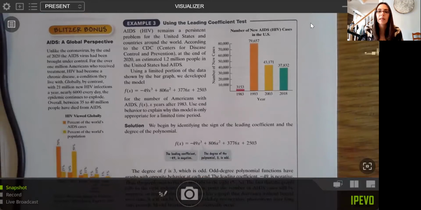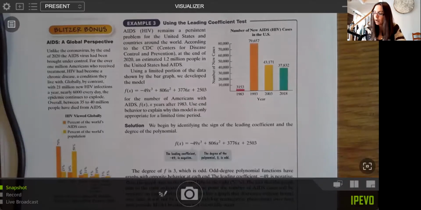So HIV remains a persistent problem for the United States and countries around the world. According to the CDC, at the end of 2020, an estimated 1.2 million people in the United States had AIDS. Using a limited portion of the data shown by the bar graph, we developed the following model for the number of Americans with AIDS, x years after 1983. Use end behavior to explain why this model is only appropriate for a limited time period.